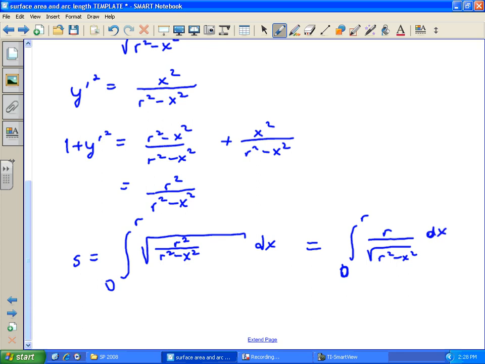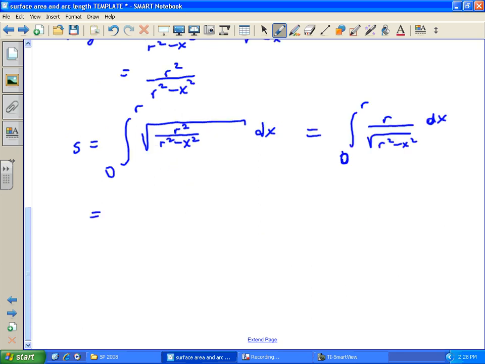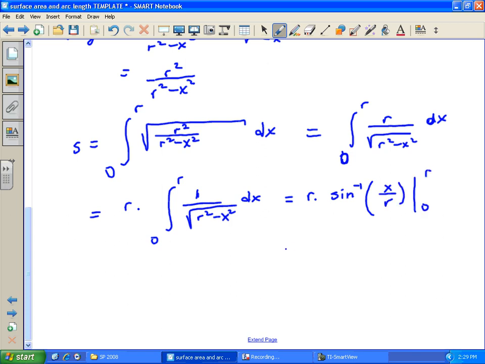Integration with respect to x. Remember, r is just a constant. I can take that r outside. How do I integrate 1 over the square root of r squared minus x squared dx? Do we have a special formula for that? So I hope you remember the sine inverse formula. Sine inverse of x over r, limits 0 to r. And remember, these limits are set for the variable x.